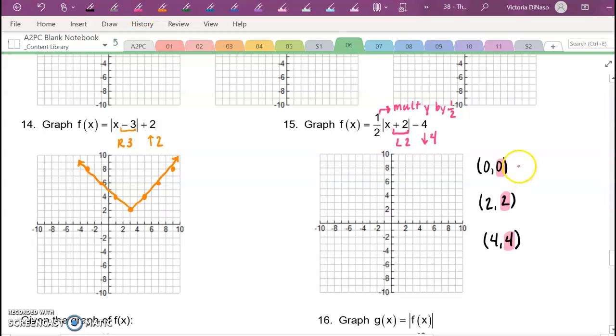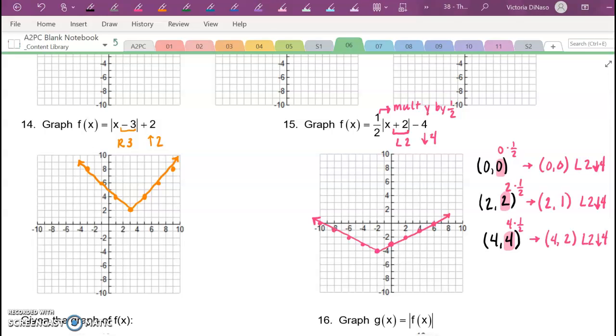I'm going to do 0, 0 together with you guys. So we do 0 times 1/2. So we're at 0, comma 0. And then we're going to go left 2, down 4. So this is where my graph is going to start. Right, at a certain point, you should start to figure out the pattern of what the slope is, and then you're able to create the other points and go ahead and graph it.